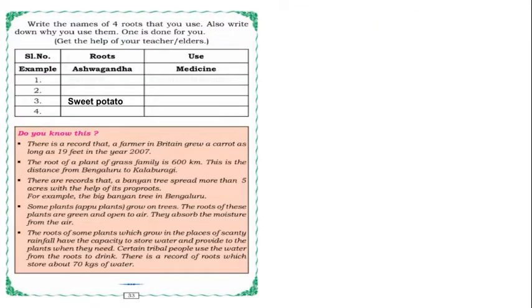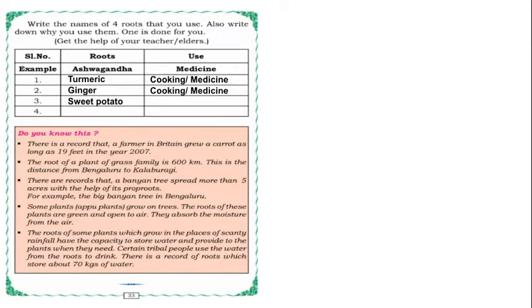Okay. In the next page, write the names of 4 roots that you use. Also write down why you use them. One is done for you. So here 2 columns are there, roots and use. Okay, first one is ashwagandha, medicine. So ashwagandha root, for what purpose will we use it? For medicine. And turmeric also, for what purpose will we use turmeric? In cooking and as a medicine.